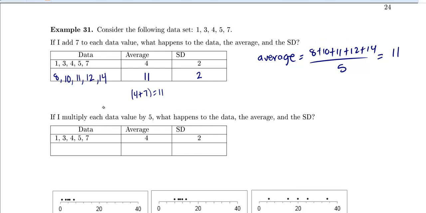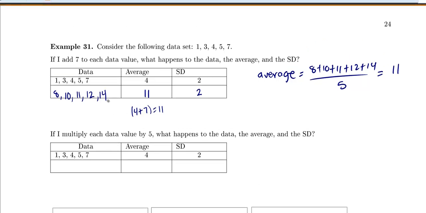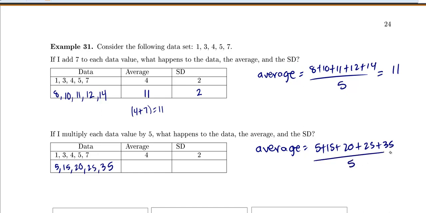My next one, if I multiply each data value by 5, what happens to the data, the average, and the SD? So take each value multiplied by 5. So 1 times 5 is 5, 3 times 5 is 15, 4 times 5 is 20, 25, and 35. So let's find the average. We can do that one by hand, so we may as well. 5 plus 15 plus 20 plus 25 plus 35, and divide by how many we have, which is 5. And this happens to give us 20. That's interesting because 4 times 5 equals 20.